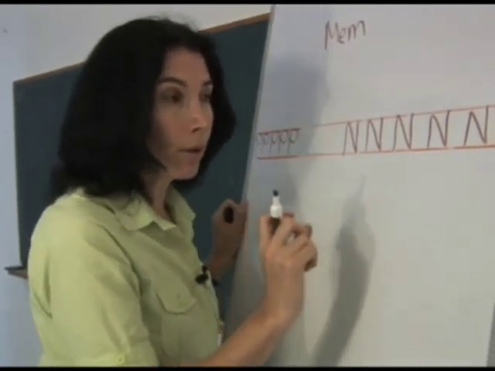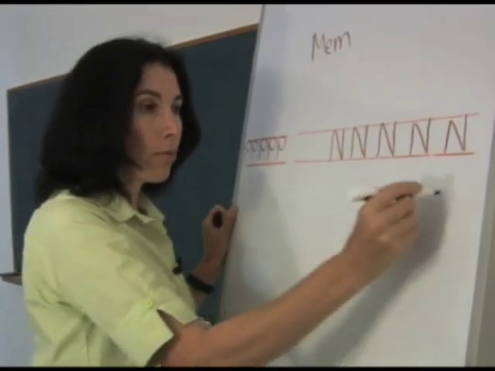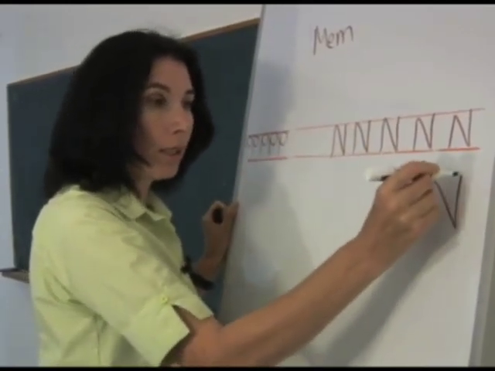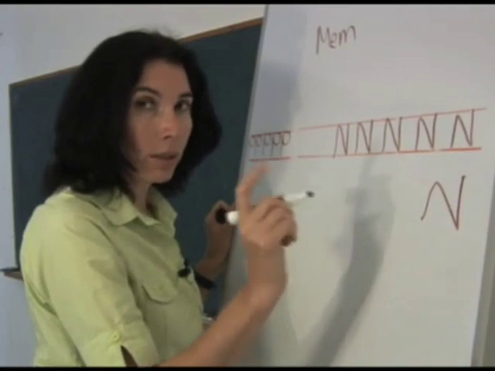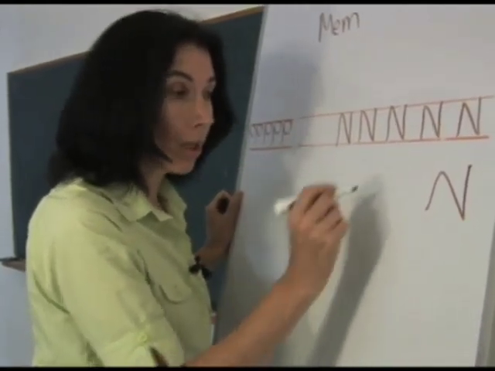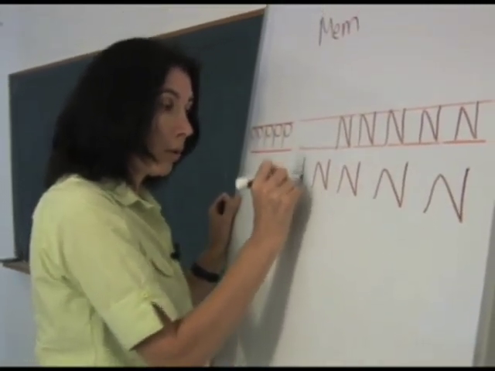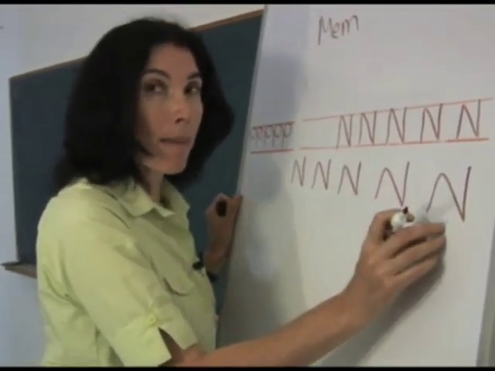Now be careful, you write Hebrew from right to left. You begin here and you finish here. Don't write it like you write the N in English. It's from right to left. One, two, three. And it's mem.